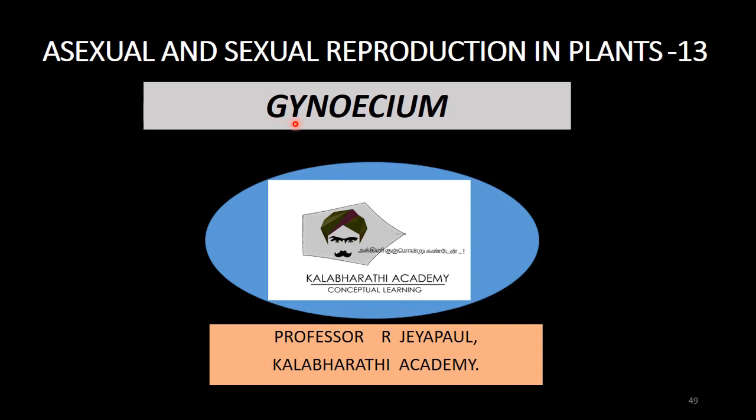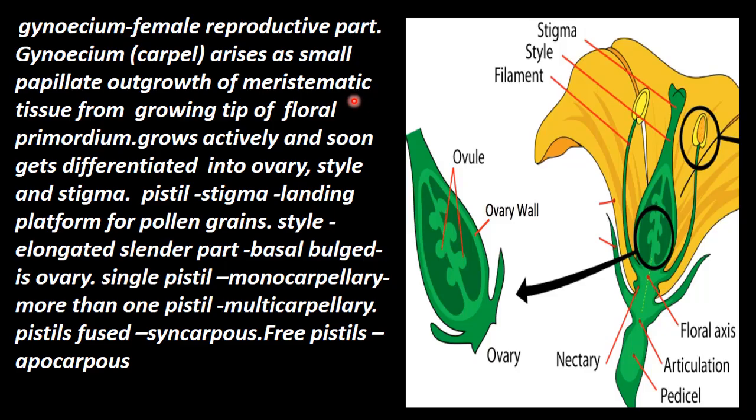Today our discussion is that the female reproductive part of the flower in angiosperms is called gynoecium. So let us see what the structure of this gynoecium is. Okay, gynoecium is the female reproductive part of the flower. Gynoecium is also known as carpel.